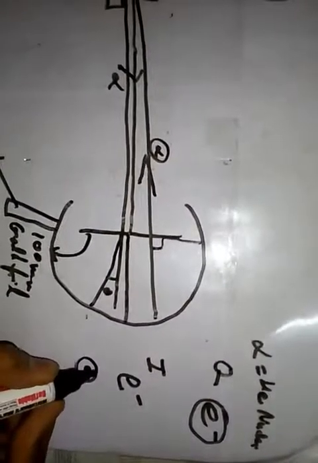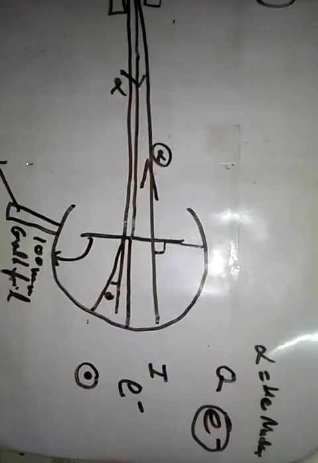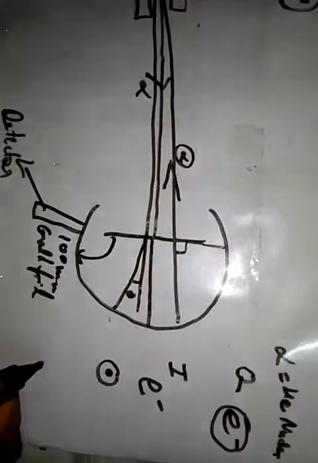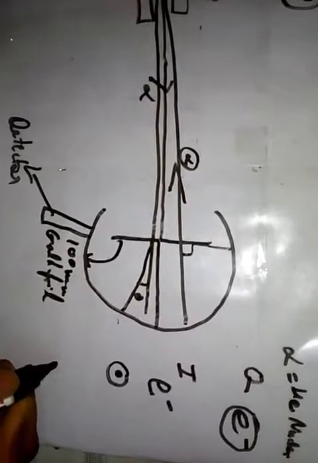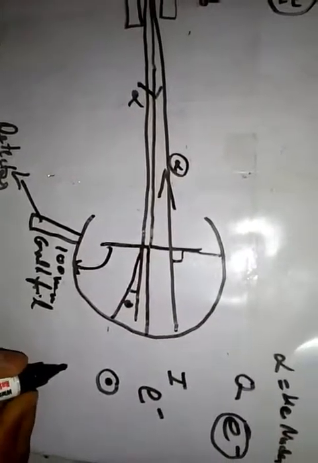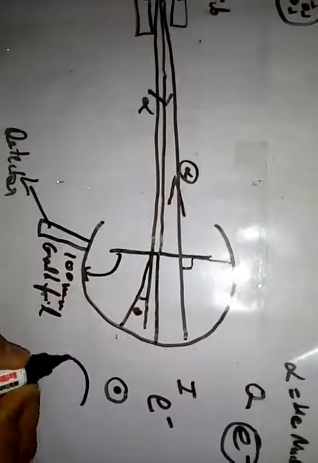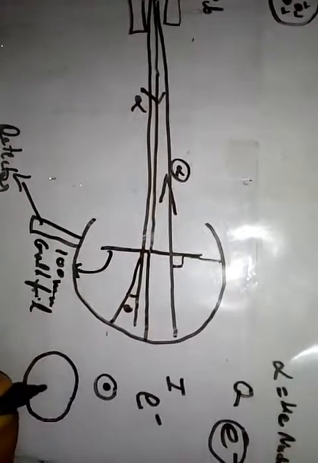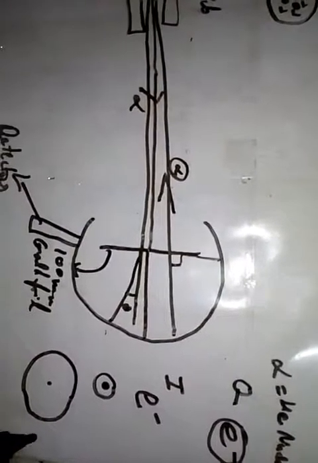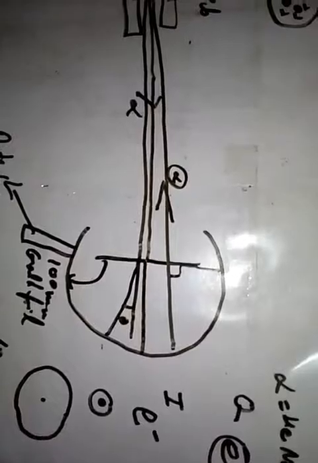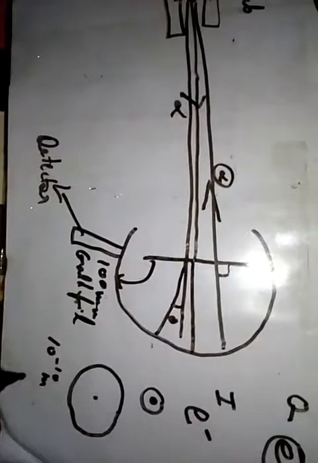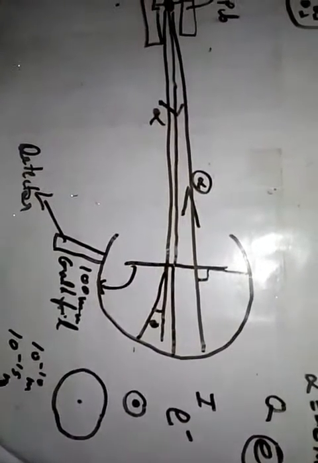So Lord Rutherford concluded that an atom consists of a very big size as compared to a very small nucleus. The size of an atom is approximately 10 to the minus 10 meter, and that of a nucleus is 10 to the minus 15 meter.